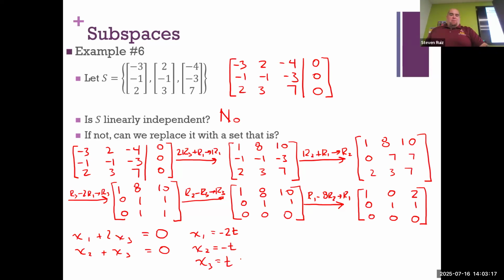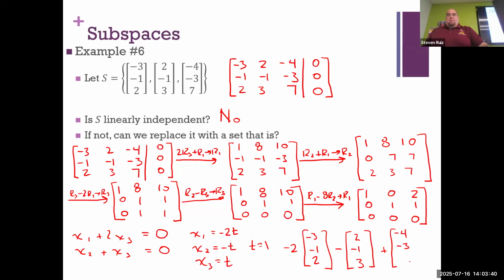So let's look at an arbitrary one. Let's say that t is equal to 1. Then what do I know? I know that negative 2 times (negative 3, negative 1, 2) minus (2, negative 1, 3) plus (negative 4, negative 3, 7). Is that equal to 0? 6 minus 2 minus 4. Yeah, this should be 0. That's if we did everything correctly.